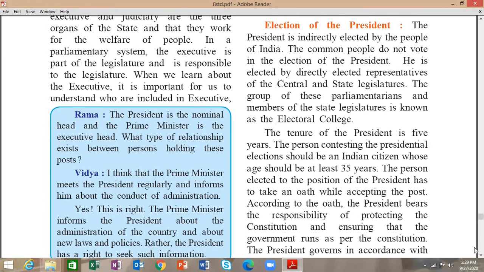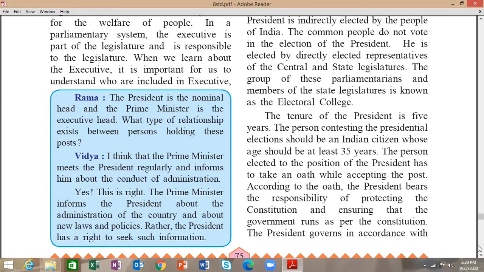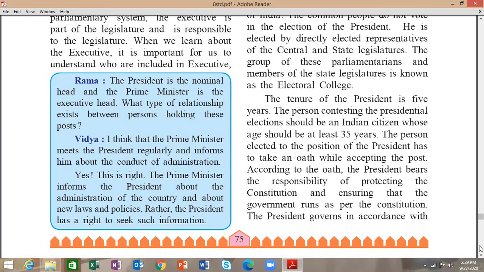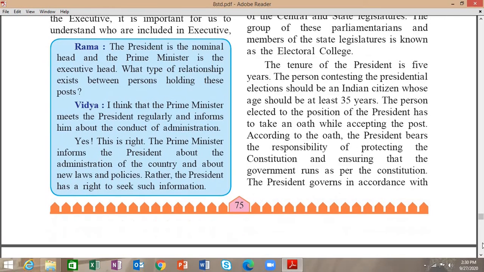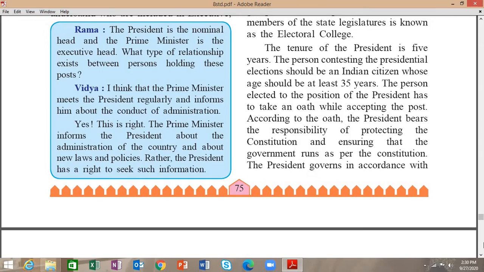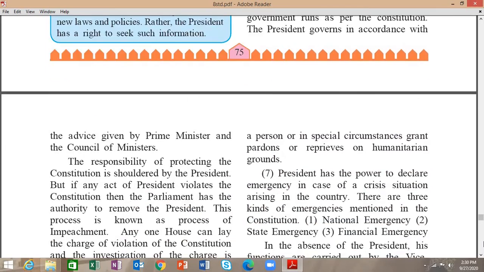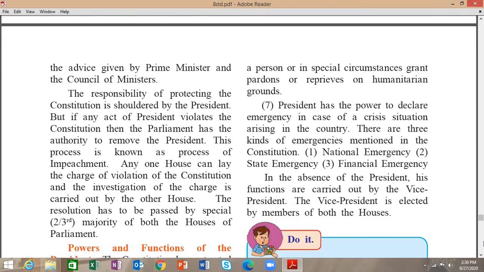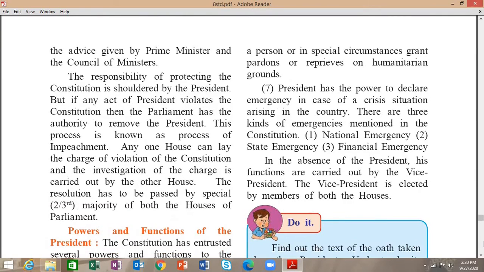Then we also saw what are the qualifications required to become a president. He or she should be a citizen of India. He or she should complete 35 years of age. He or she should not be insane. He or she should not be a bankrupt. Now, my dear students, we also saw what are the powers of the president.